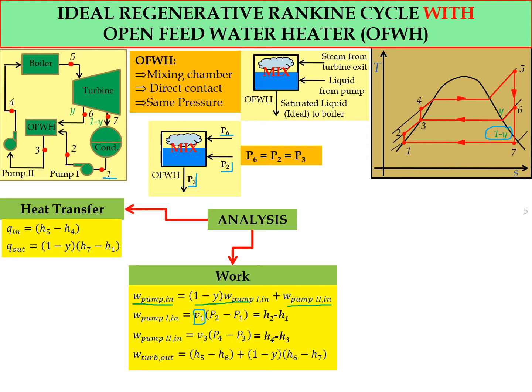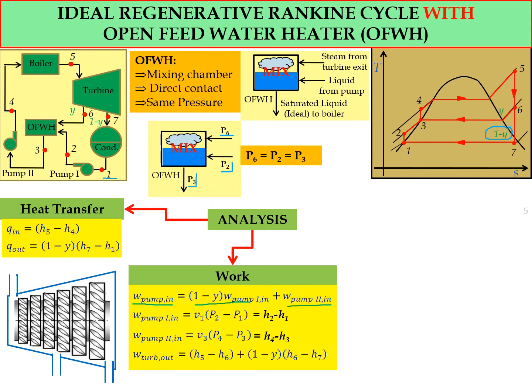And the work by pump 2 is equal to the specific volume at state 3 times the bracket P4 minus P3, and it's also equal to H4 minus H3. And the work by the turbine is equal to H5 minus H6 plus 1 minus Y, since Y percentage of the mass is bleeding out and is missing in the open feed water heater. So the rest is 1 minus Y that goes out of the turbine. And so the work of the turbine is 1 minus Y times the bracket H6 minus H7.